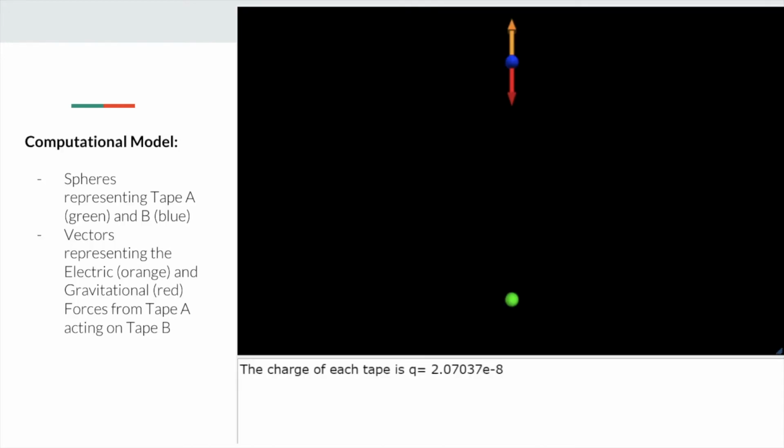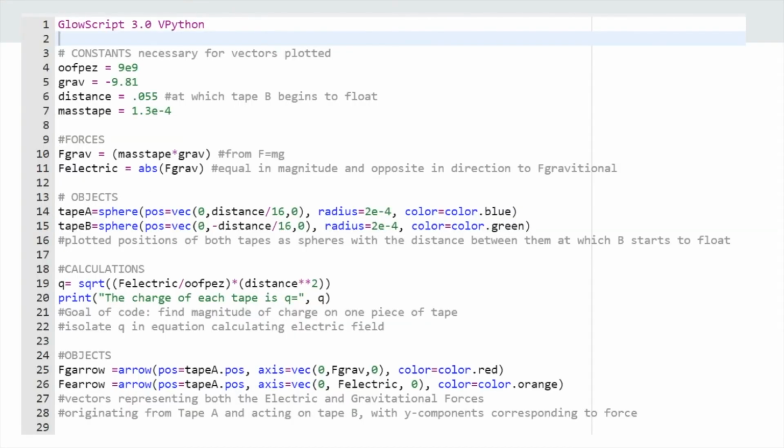Next, I created a computational model to help visualize this experiment with spheres representing tape A and tape B and vectors representing the electric and gravitational forces from tape A acting on tape B. The code I used is as shown, where I first listed all the constants I would need and then wrote down the two equations for F gravity and F electric, as shown under the forces section. I then plotted the positions of both tapes as spheres with a distance between them at which B starts to float, as shown under Objects with tape A and tape B.